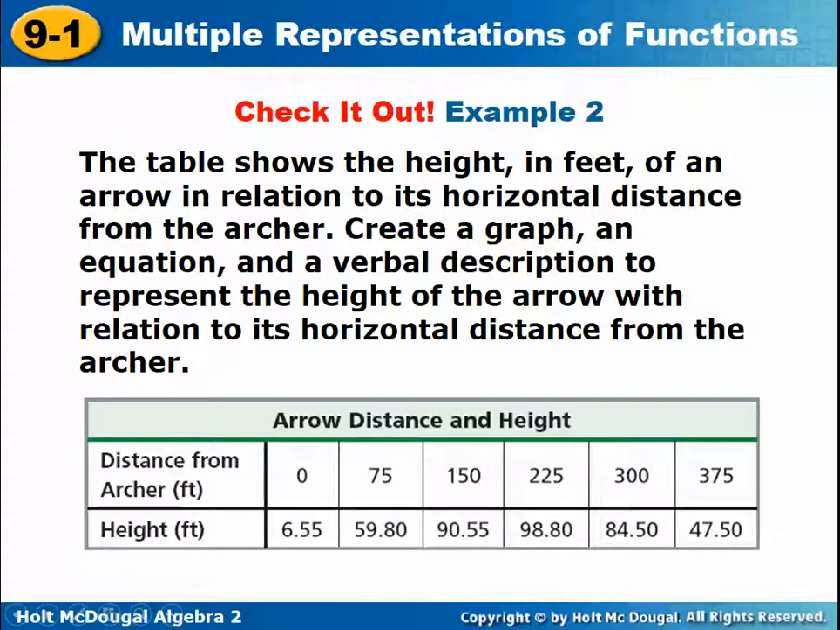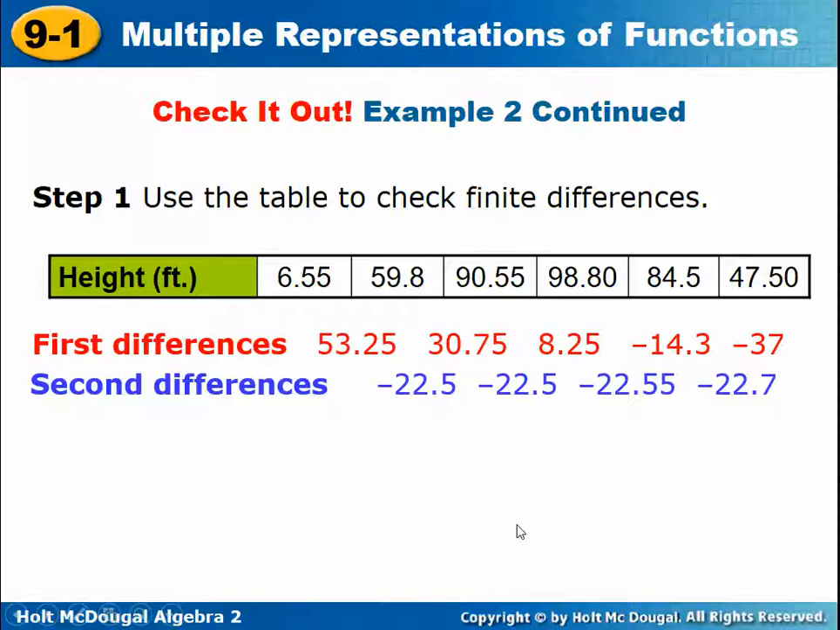This is another example. In this one, we're given a table of arrow distance, that's the distance from the archer, and the height that the arrow goes. So we are going to create a graph, an equation, and a verbal description to go with the table. So here's our table. To graph this, first we're going to check our finite differences.